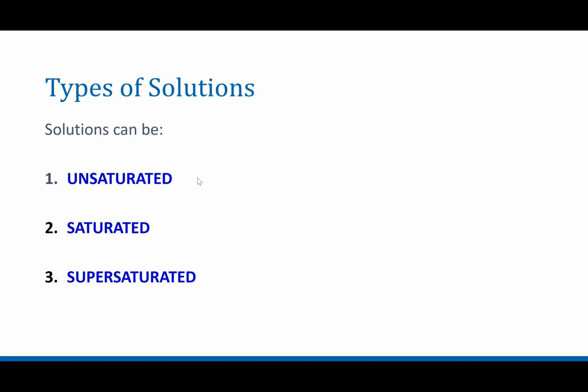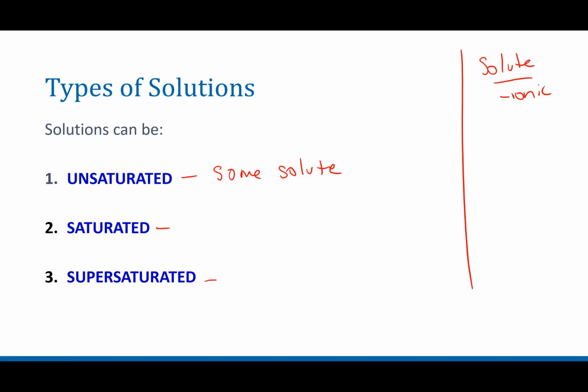So I did this yesterday. I'm not going to go over this again, but we talked about unsaturated. This has some solute. Remember the term solute? That's what gets dissolved in your solvent. Typically, the solute in chemistry 1120 is something like an ionic compound, maybe something like sugar. The solvent in chemistry 1120 is typically water.